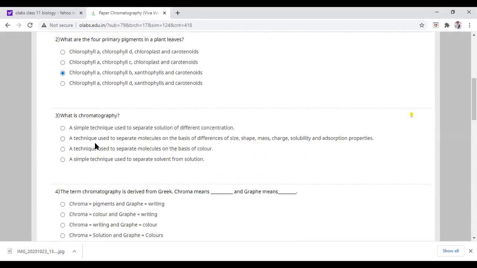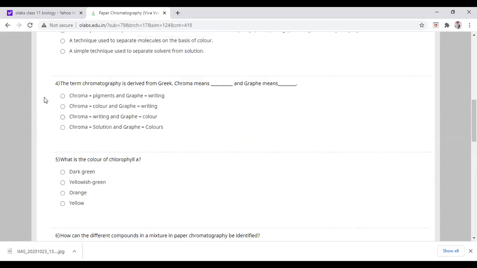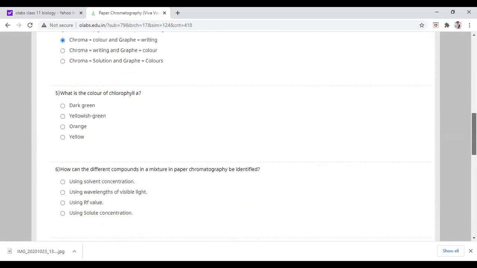What is chromatography? What will be the answer? Simple technique used to separate solutions of different concentrations. Technique used to separate molecules on the basis of shape, size, mass, charge, solubility, adsorption properties. B will be the option. Question 4. The term chromatography is derived from the Greek word chroma meaning color and graphy meaning writing. B. Okay.